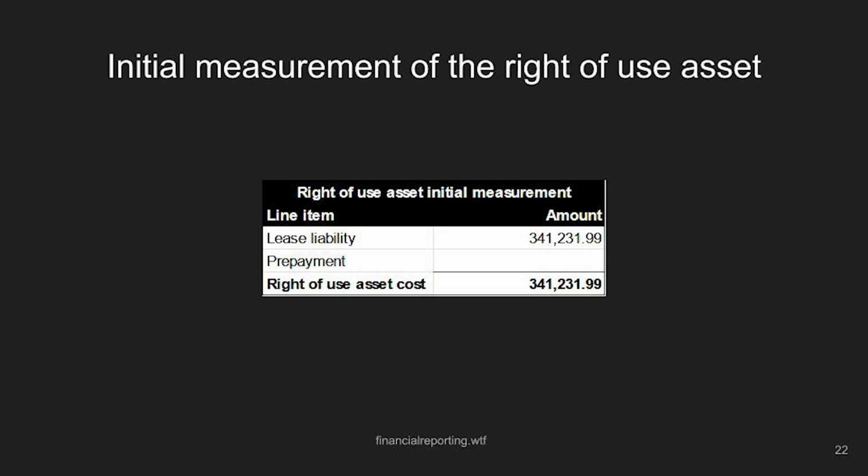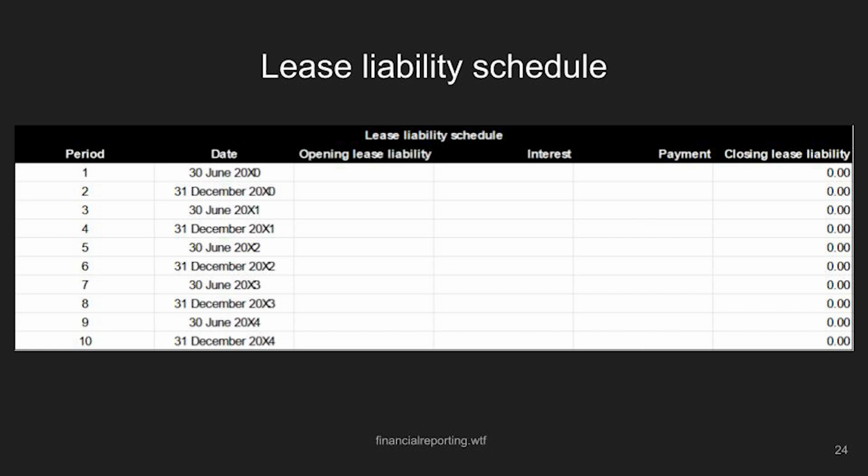And as we determined earlier per the standard, we can add the amount of the lease payments that we made in advance, prior to the commencement of the lease. With our lease liability and right-of-use asset measured, we can then work out our schedules from which our journals will be based. For the lease liability, we begin with the value we measured.